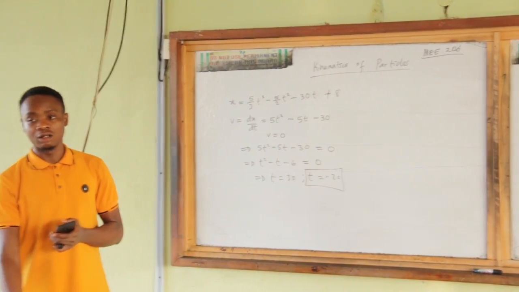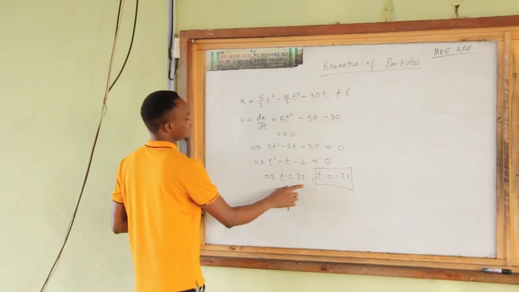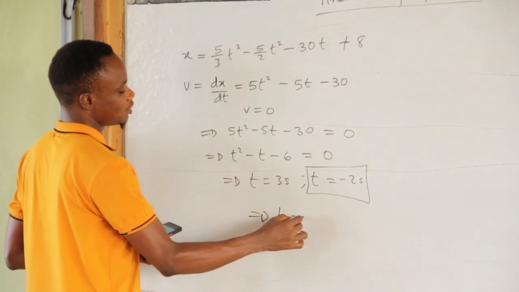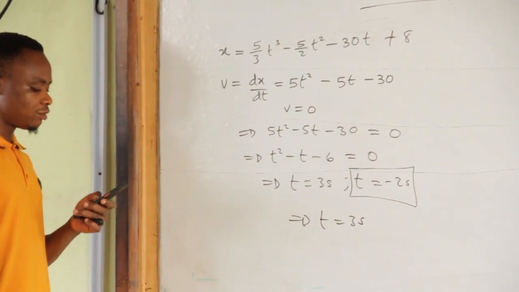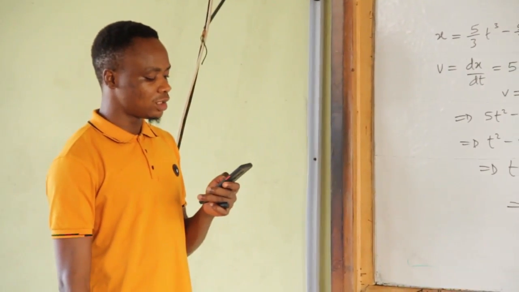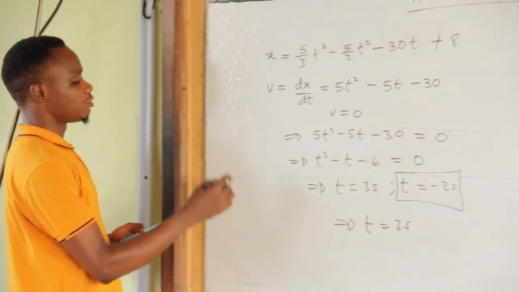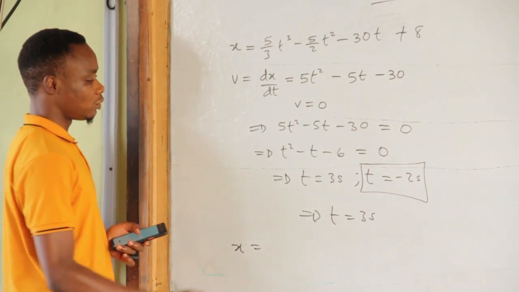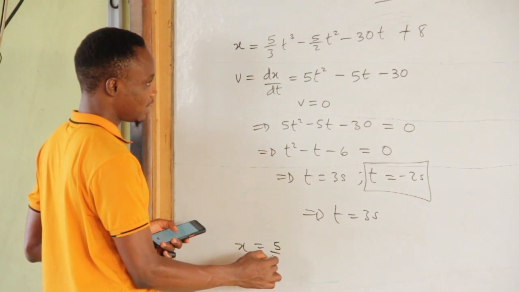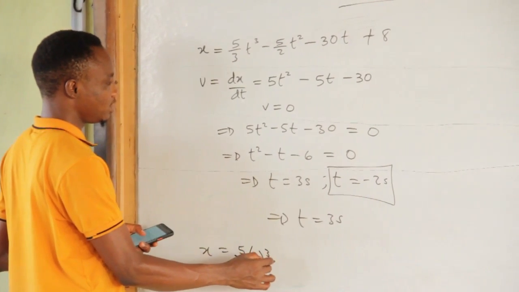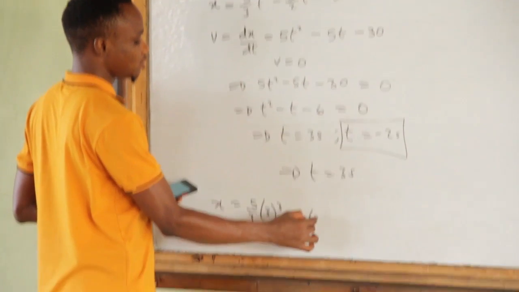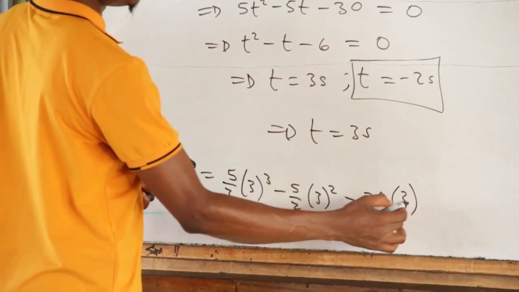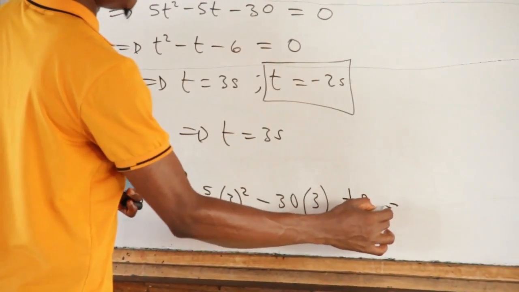Does that make sense? Alright, so this is the time at which the velocity is 0. So that is our answer. The time at which velocity is 0 is t equal to 3 seconds. So we were asked to find the time, that is t equal to 3 seconds, and the position at that point. So we're going to find x when t is equal to 3 seconds. So you can put your calculator. What does that give you? That's going to give you 5 over 3 into 3 raised to the power 3 minus 5 over 2 into 3 raised to the power 2 minus 30 into 3 then plus 8. What does this give you, please?